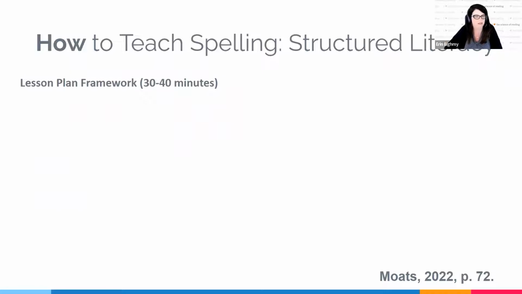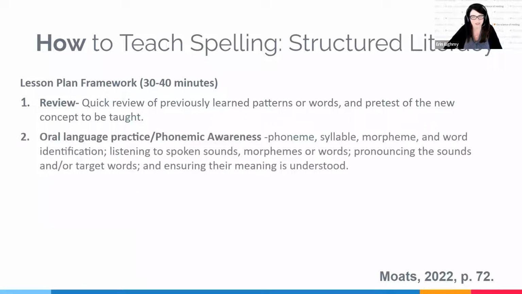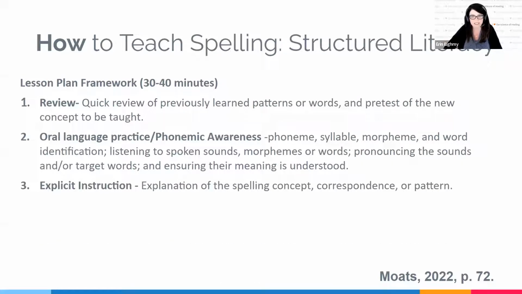And so the evidence is showing that if we have a framework, we should have a review of previously learned concepts. The lesson could take approximately 30 to 40 minutes, depending on what you're teaching. And they would consist more or less of these steps in order. A review, oral language and connection to phonemic awareness, phonology, explicit instruction. So just give a shout out to Dr. Anita Archer. If you don't know her name, you need to write that down and watch her keynote.